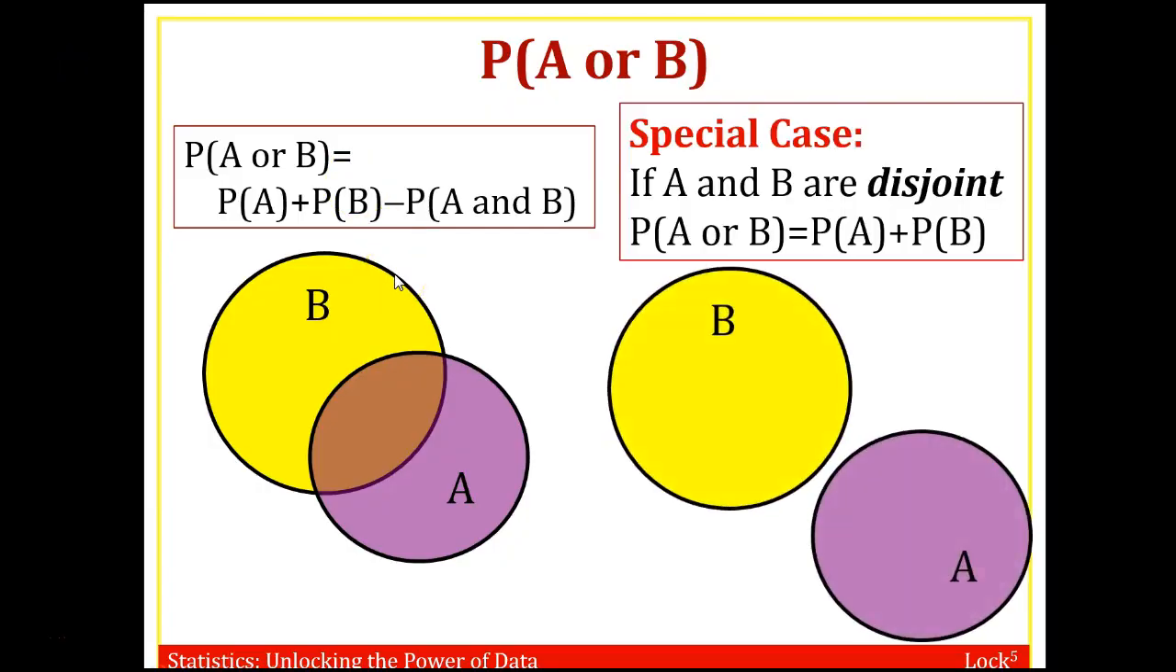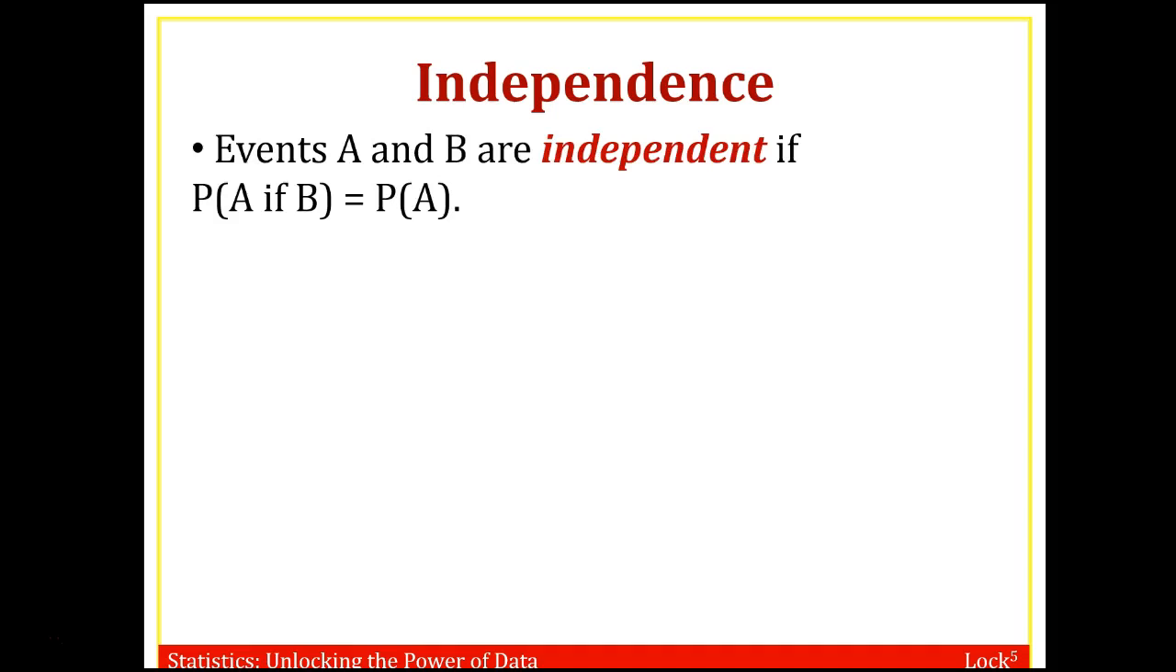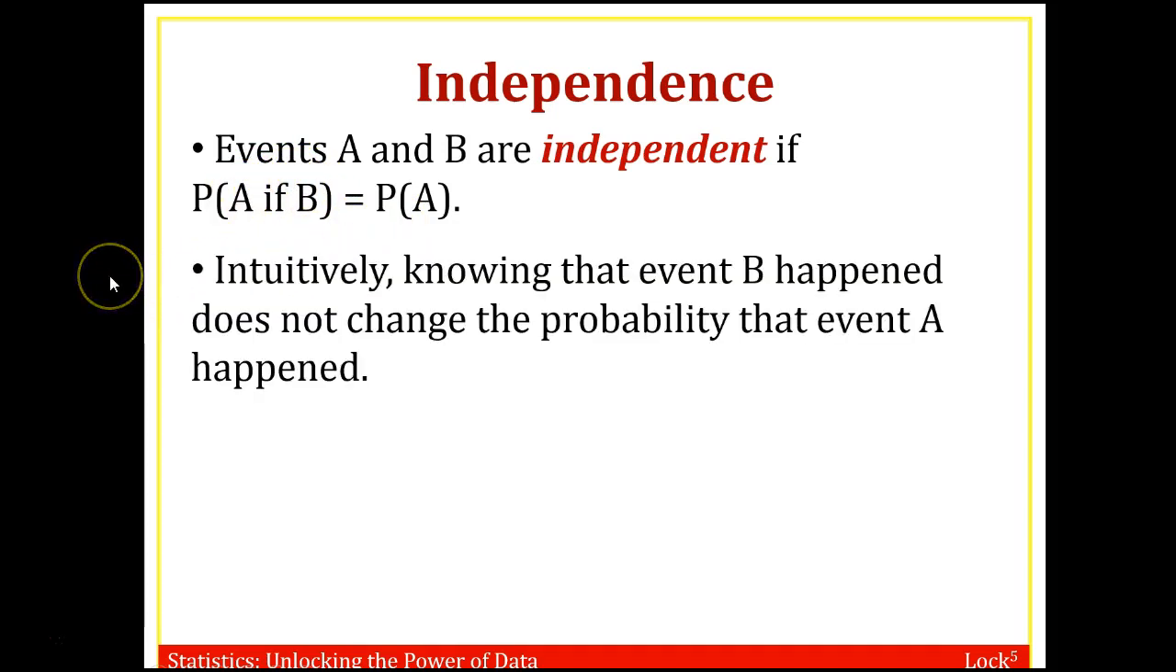All right, welcome. We finished the last video looking at disjoint sets. We're going to talk about this last video, the notion of independence, when two sets are independent. So events A and B are independent. The mathematical way, the probability way to think about that, is the probability of A, if B happens, is the same exact thing as the probability of A. What this formula is saying is that B is inconsequential. It does not affect A whatsoever. So that's the idea here, intuitively, B does not change the probability that event A has happened.